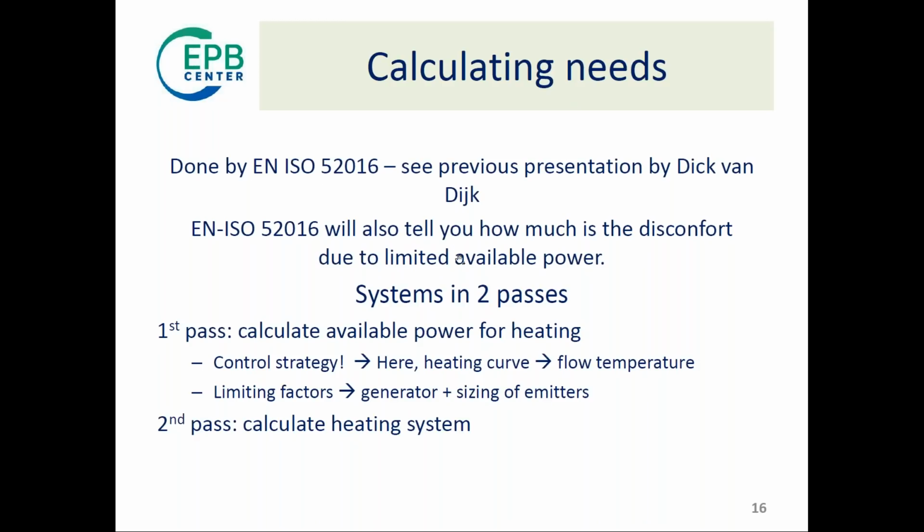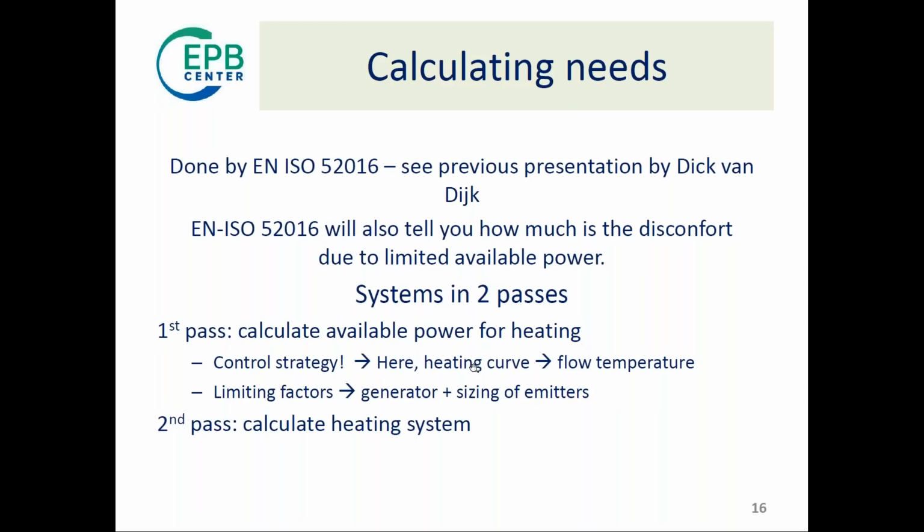So now we have the information of the available capacity for heating. This will be done by 52016, as Dick van Dijk explained to you. So first pass is calculate available power for heating, what I've told you, and be aware that this is dependent on the control strategy, for example. In this case, I used a heating curve.